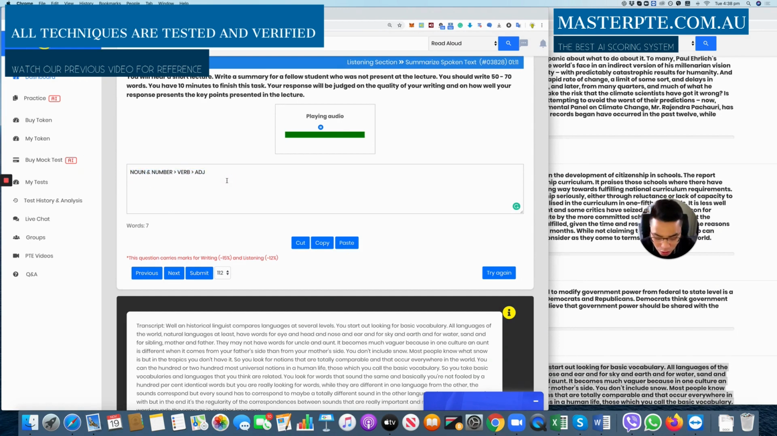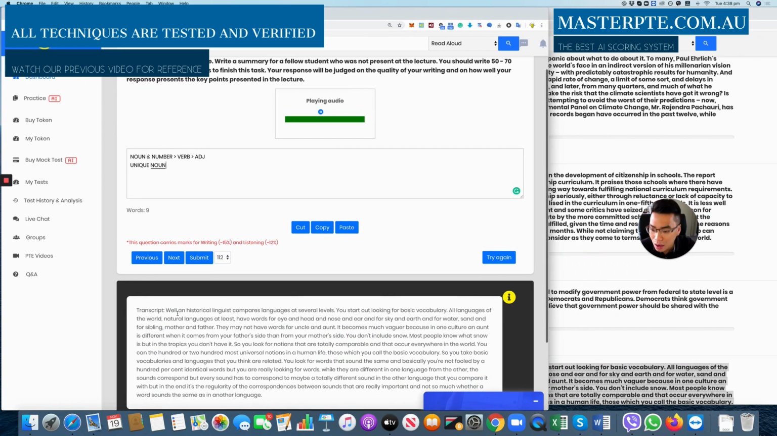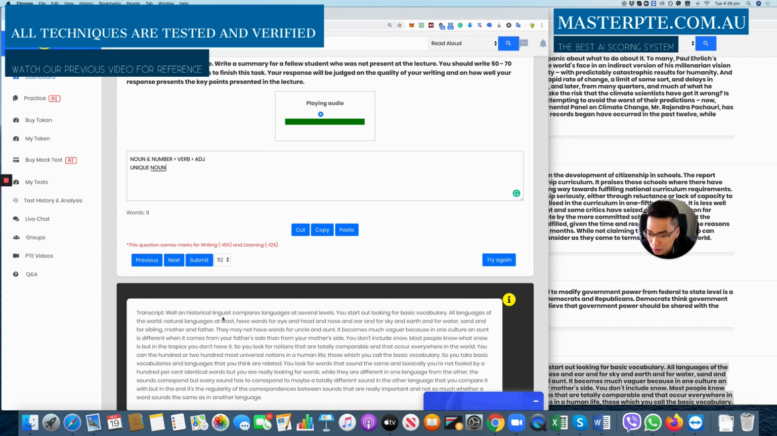We're going to be talking about the unique noun. For example, let's take a look at the first sentence that you heard. I'm going to read it for you. The first sentence says, an historical linguist compares languages at several levels. Immediately, my most important keywords: I'm just going to pick historical linguist, and I'm going to write down languages, compare, and level. That's pretty much the whole sentence, because that was pretty important.